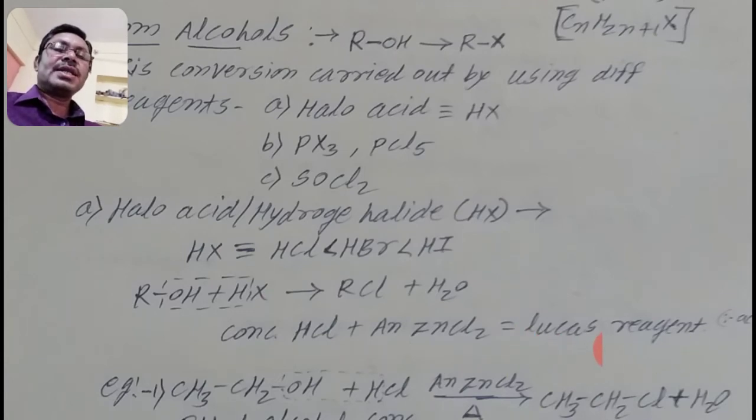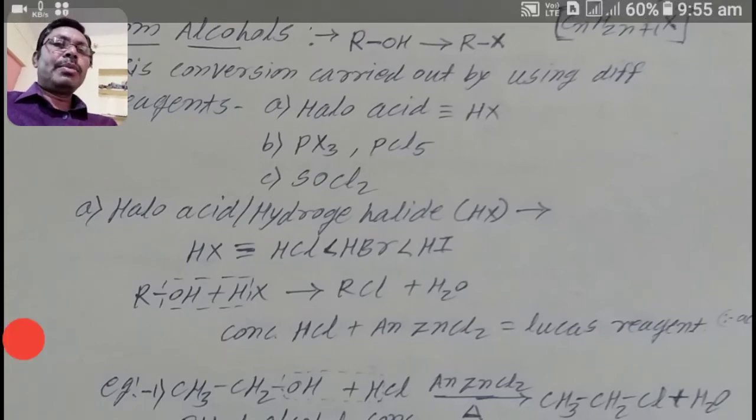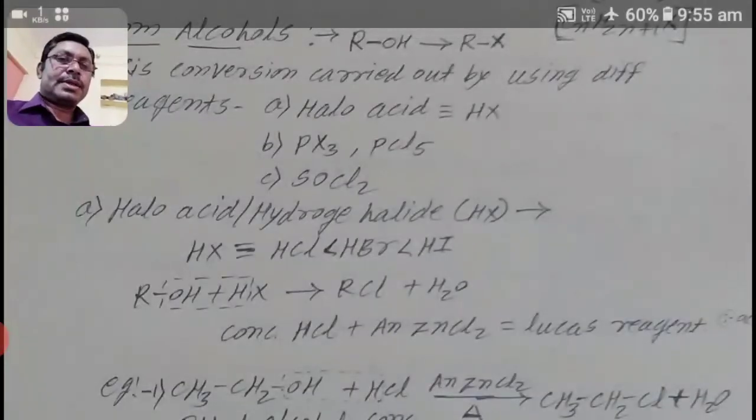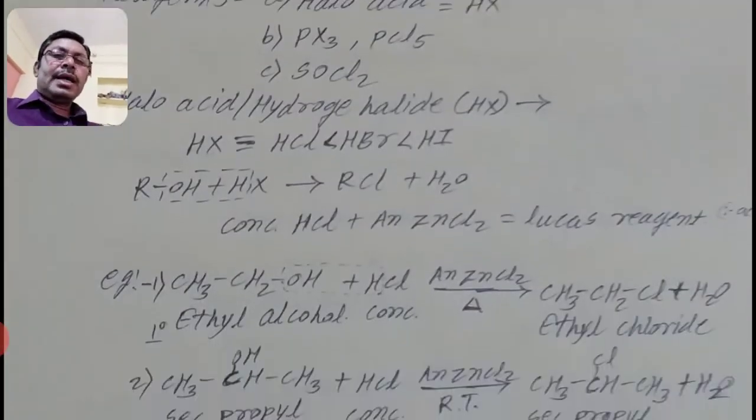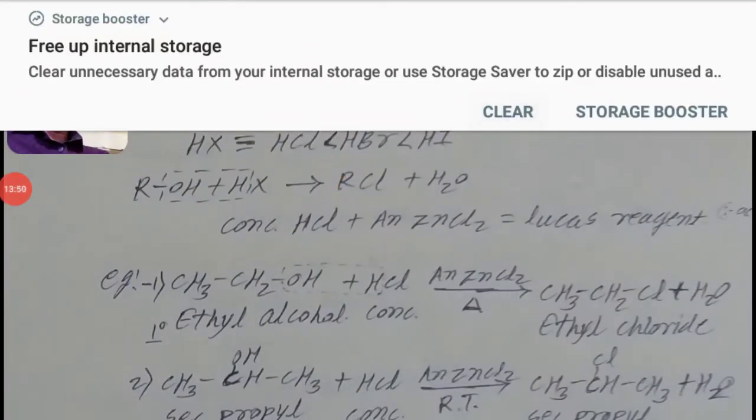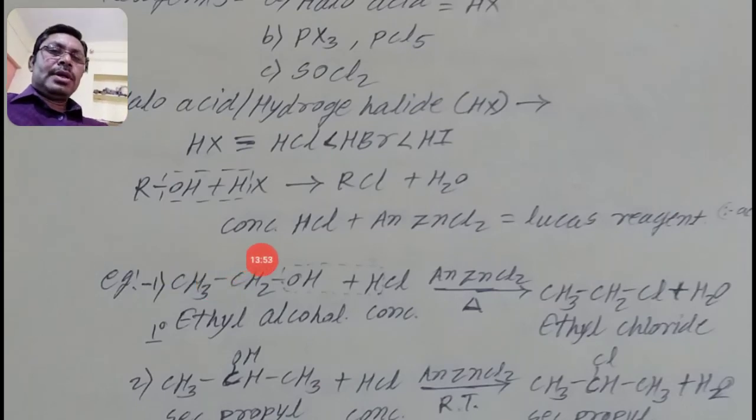Lucas reagent is a Lewis acid, which accepts a lone pair of electrons. So the reaction can be easily carried out. Without any catalyst, we can't use HCl in that reaction, because HCl has a low reactivity. So use HCl with ZnCl2.